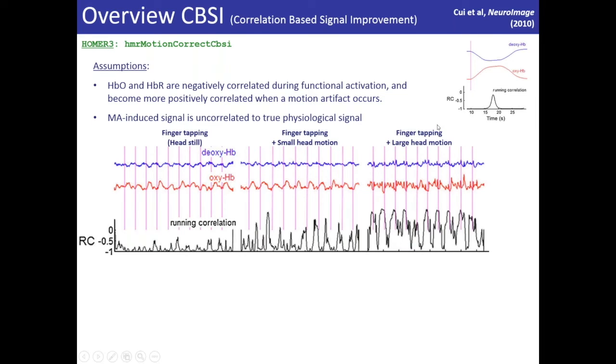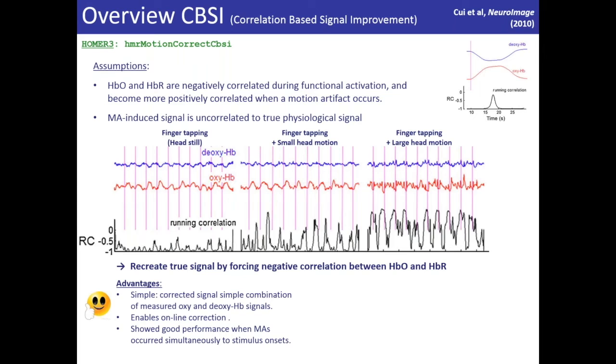They also did an experiment where they had large head motions as well as finger tapping. If you look here, the correlation is now almost always positive. This is the 0 line, and during the task, it goes up, always in the positive range. So this method actually forces oxy and deoxy to be negatively correlated and recreates the true signal this way.